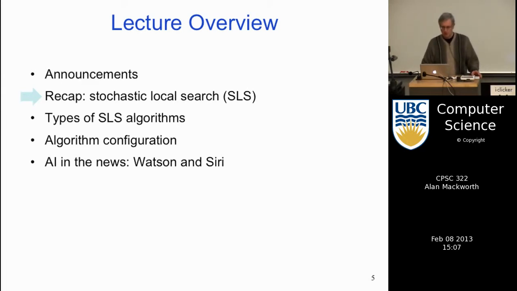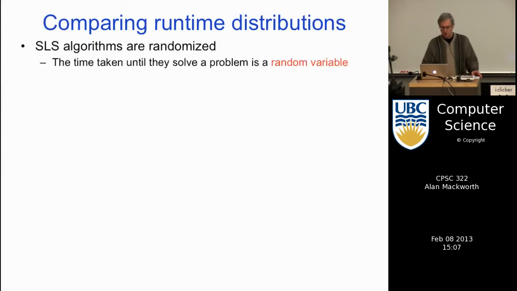Okay, so we're going to just recap stochastic local search. If you had any queries about it, now's the time to ask them. This is sort of a new concept, maybe, this idea of a randomized algorithm. And so the time the algorithm takes on a particular problem is a random variable. It could go from 0.1 seconds to 3 hours, for a single instance of one problem. Okay, depending on which lucky guesses it makes.